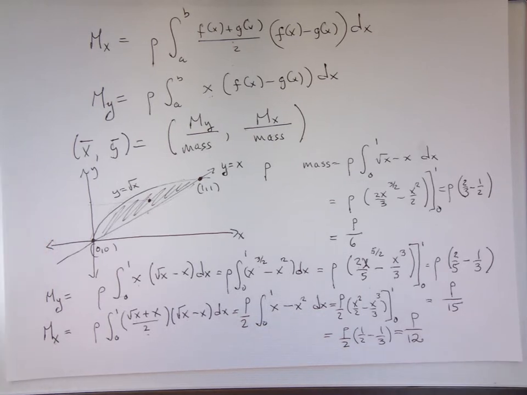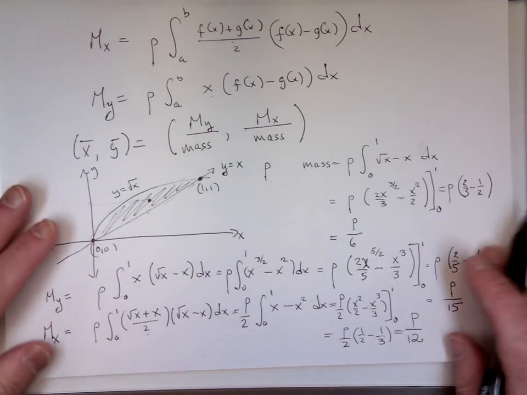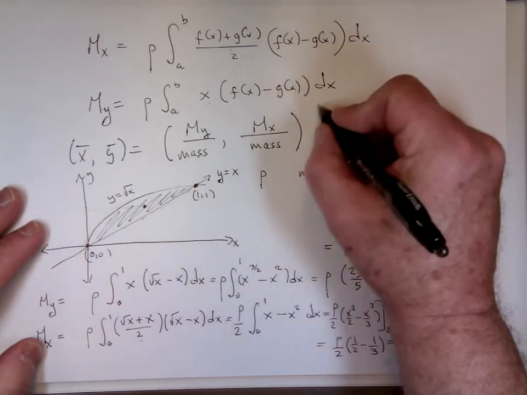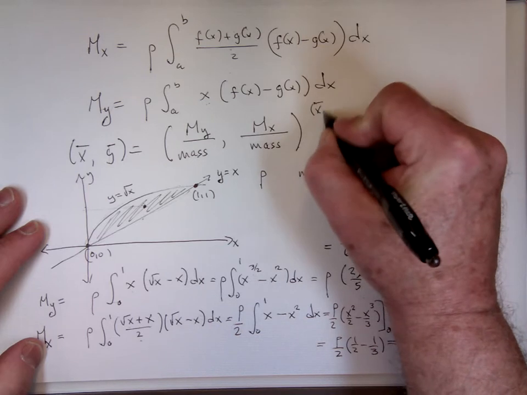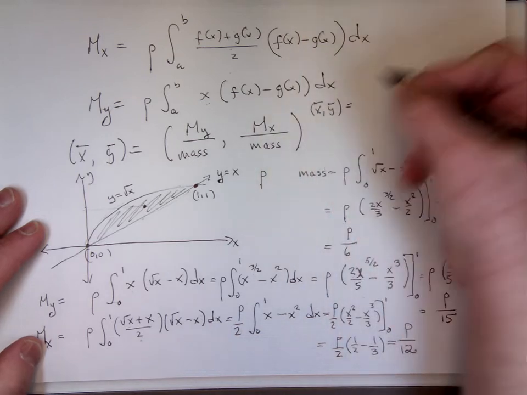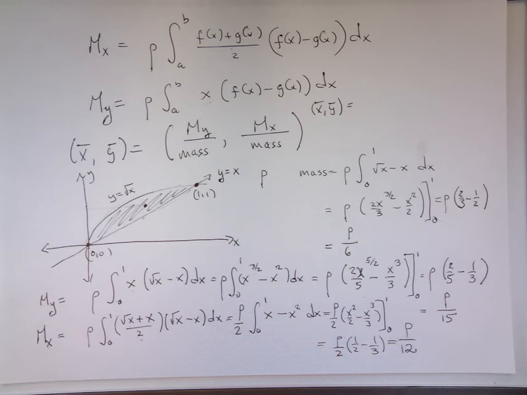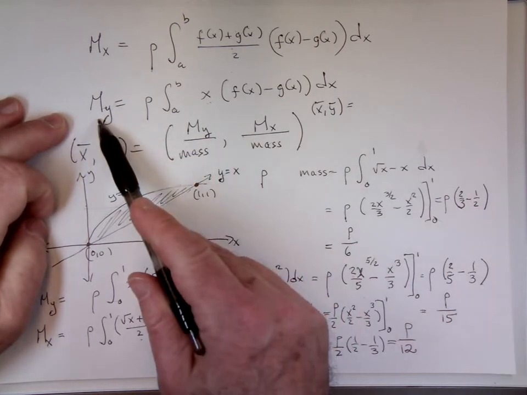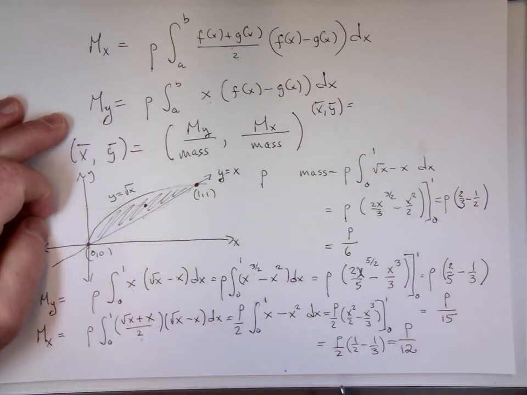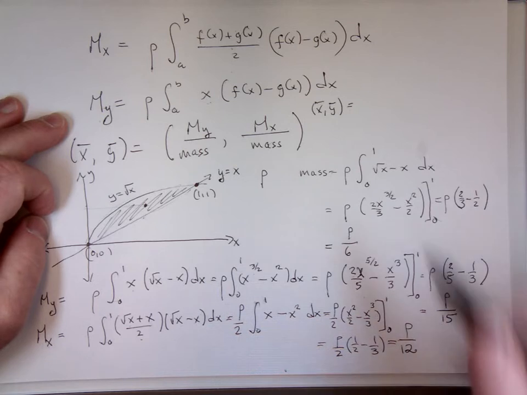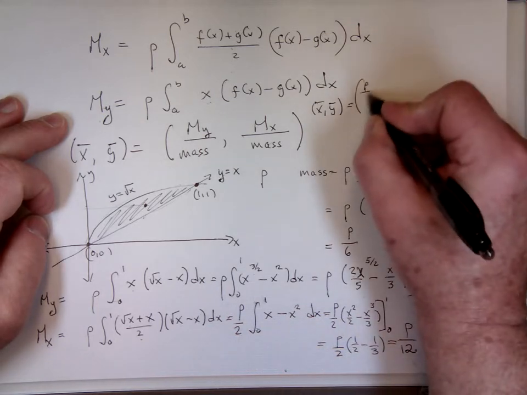This is pretty cool. So here's what I have. Watch this now. x bar, y bar, the centroid of this lamina, the point at which this thing would balance on the head of a pin, is equal to the moment from the y-axis, M sub y, rho over 15, divided by the mass, rho over 6.